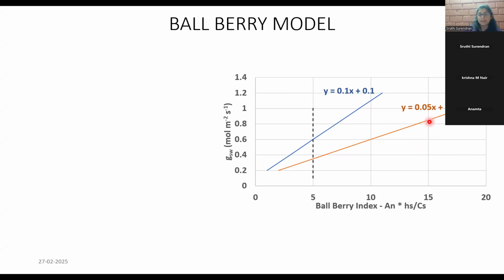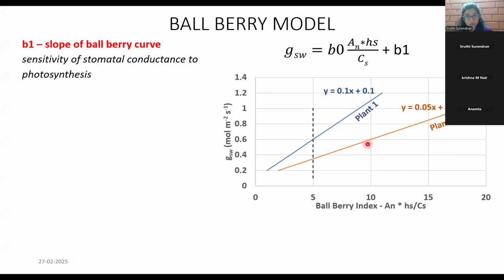So in this case, you are seeing that the brown line has a lesser slope value than the blue line, which indicates that for the same photosynthetic rate, the stomatal conductance is higher for the blue line than the brown line, which is saying that stomatal conductance is more sensitive to photosynthesis in the case of the blue line than the brown line. So again, blue can be some plant or some other leaf or some other day's measurement, and brown can be representing another plant or species or whatever. But what the slope value gives us is the sensitivity of the stomatal conductance to photosynthetic rate.